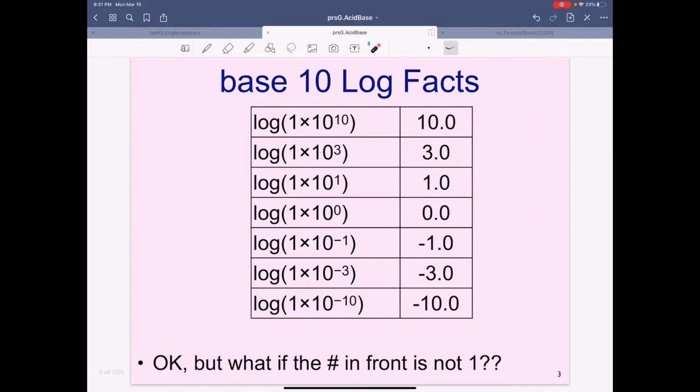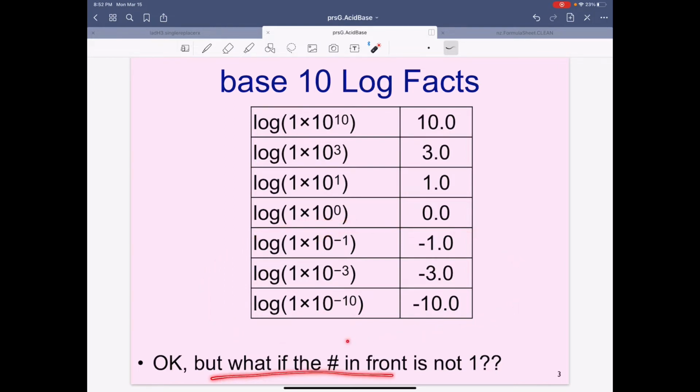Next, a quick bit of information to remind you about base 10 log facts. I want to be clear that you are well aware of the fact that 10 to the minus 3, or 1 times 10 to the minus 3, when you log that number you get a 3. 1 times 10 to the minus 10th, the log of that number will be a negative 10. We'll mostly be logging small numbers.